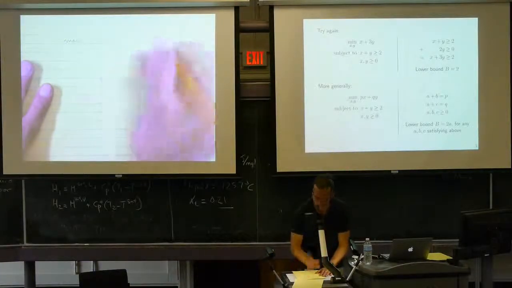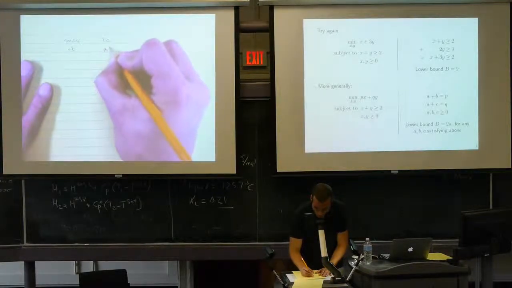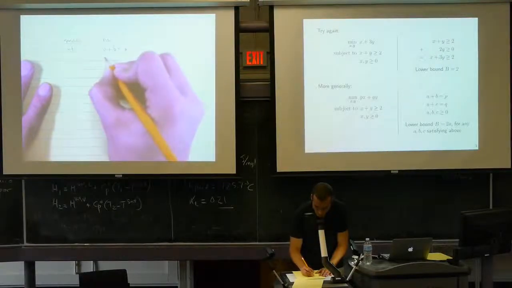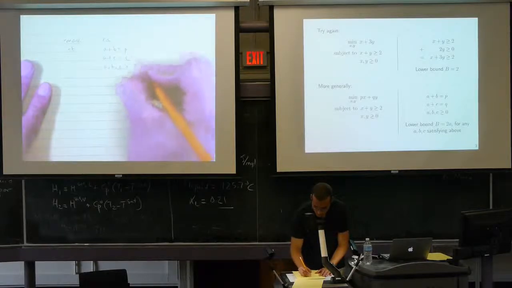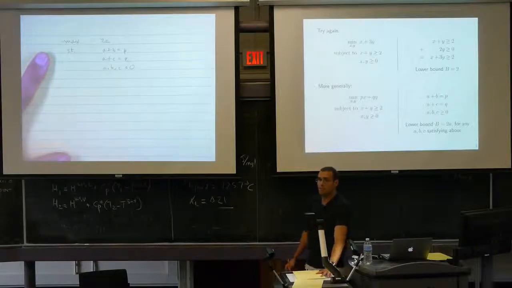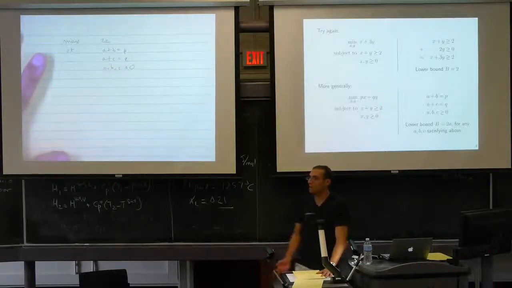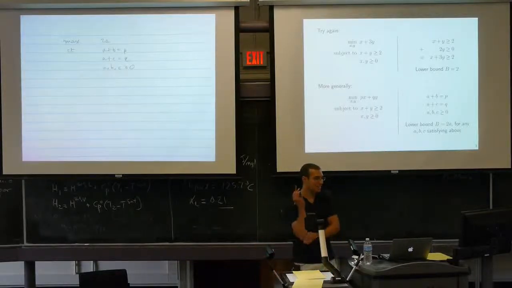Max 2a subject to a plus b equals p and a plus c equals q, and a, b, and c are positive. So what is this with respect to the original problem? What class of convex optimization problem is this? It's a linear program.